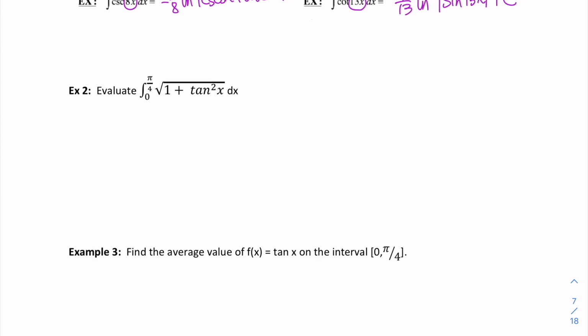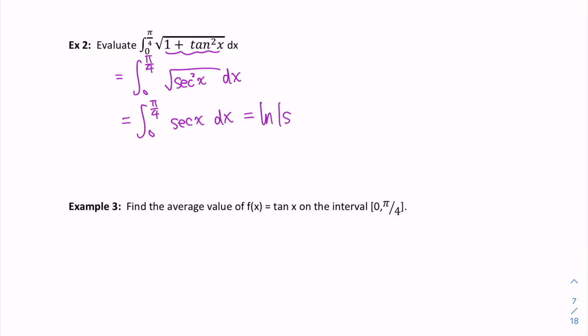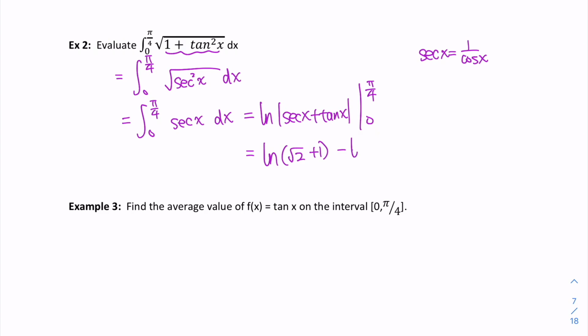Let's look at more examples. If we look at example 2, this is a definite integral. As we know, 1 plus tangent squared gives us secant squared. Because secant is always positive from 0 to pi over 4, we can get rid of this square root directly. Based on the formula, this gives us ln secant x plus tangent of x from 0 to pi over 4. And the secant of x equals 1 over cosine. Now we plug 0 and pi over 4 in, which gives us ln of square root of 2 plus 1 minus ln 1, which is 0. So our final answer is ln of square root of 2 plus 1.